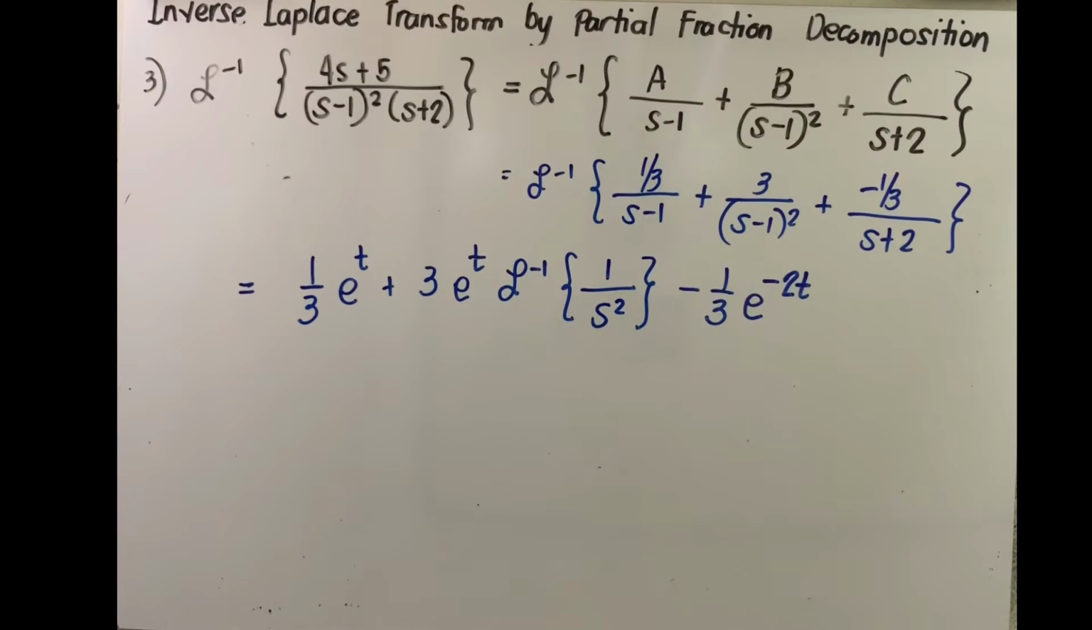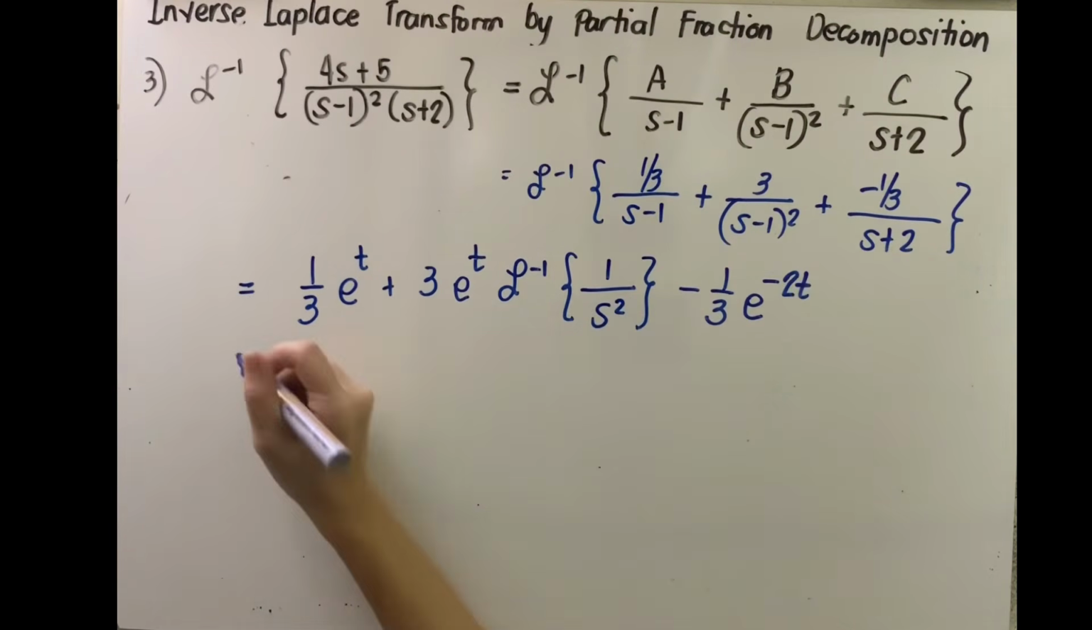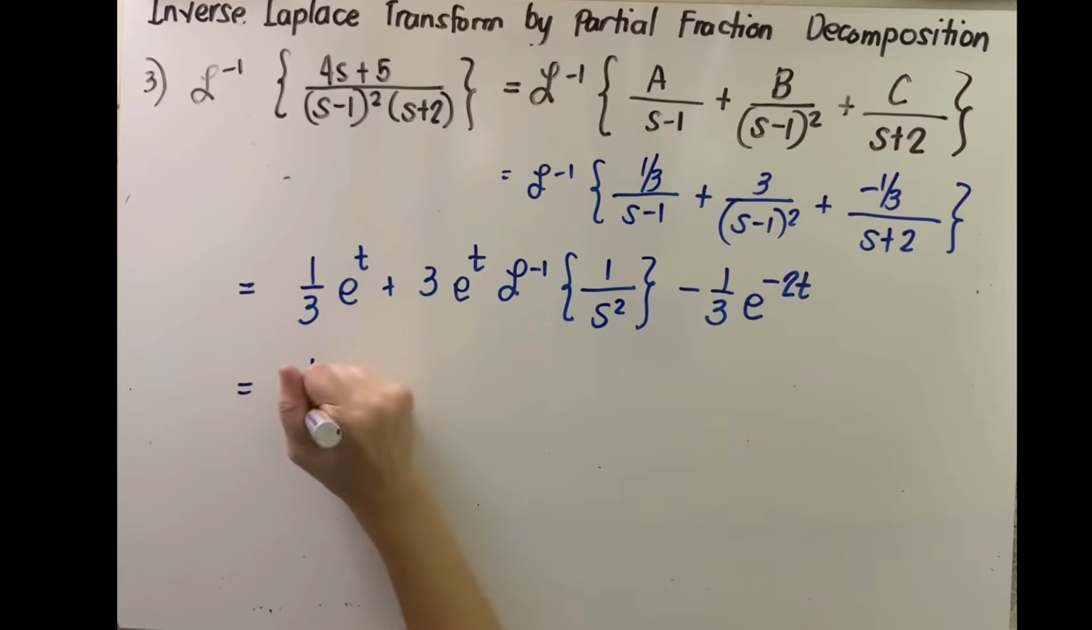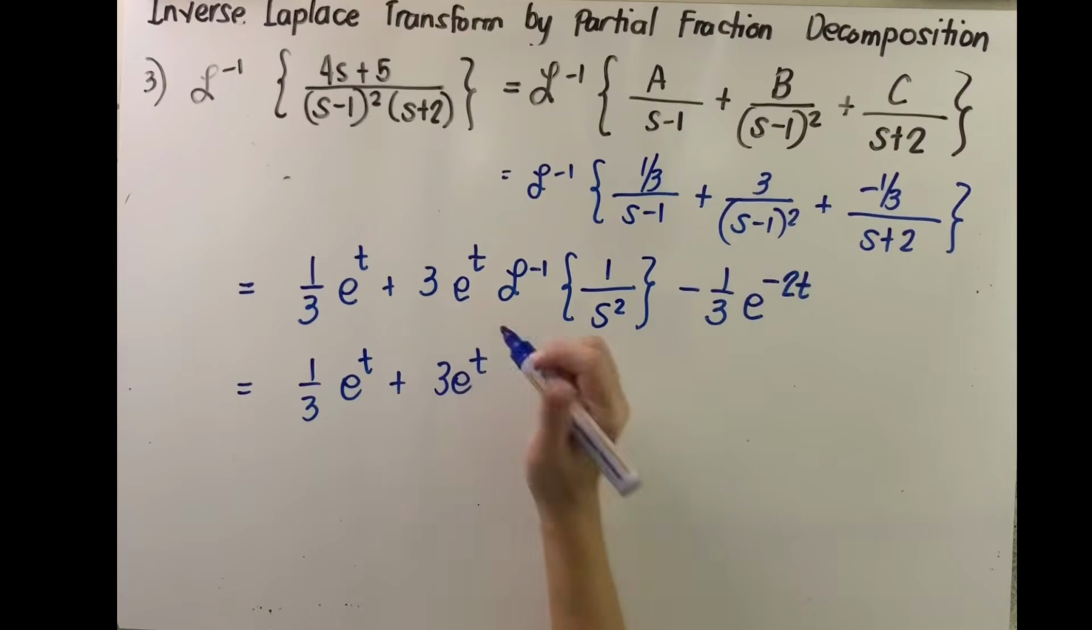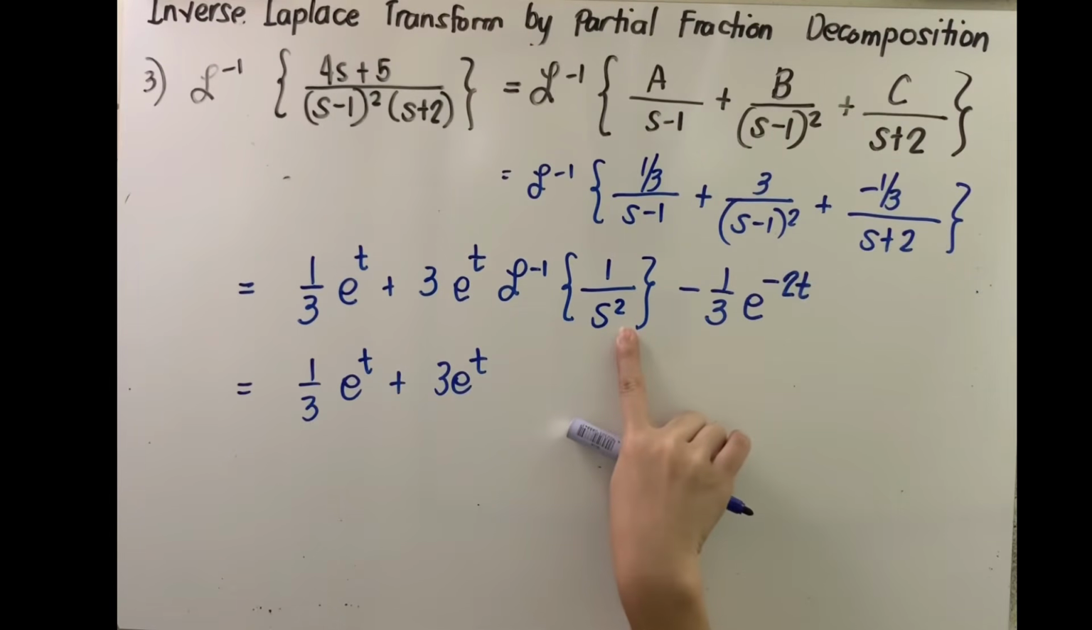So, we're not done yet because we're still not done with this term. So, copying again my answers, you get 1/3 e raised to t plus 3 e raised to t. For this case, okay, so etong 1 over s squared natin, this will fall under the Laplace transform of t to the n.